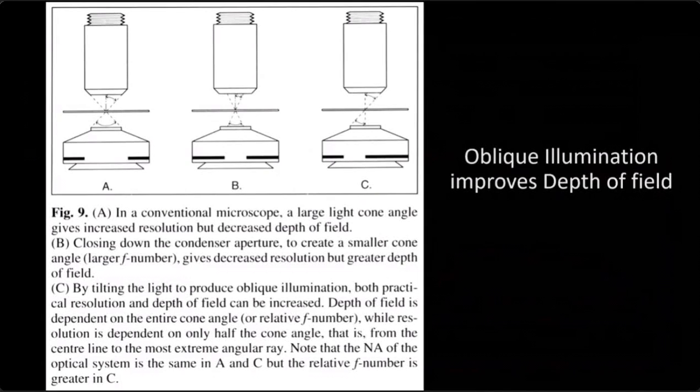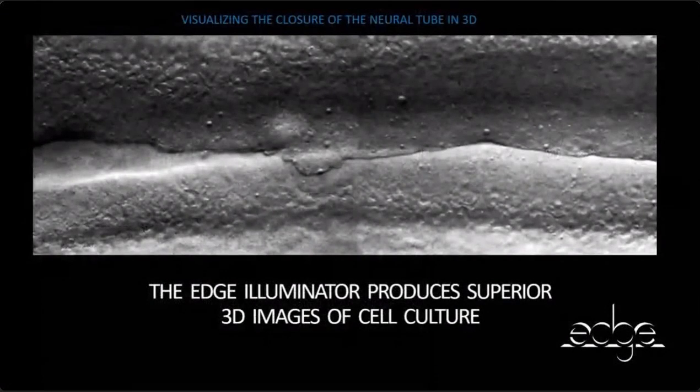Now, if on the other hand, you use oblique illumination, you are essentially reducing the cone angle of your illuminator, but because you're tilting it, it's getting the higher order diffraction wavelength. So what you have is an increase of resolution, and because the F number is larger, in other words, the cone size is smaller on one side, you get better depth of field as well. You about double the depth of field. So that makes it really good for things like live cell imaging.